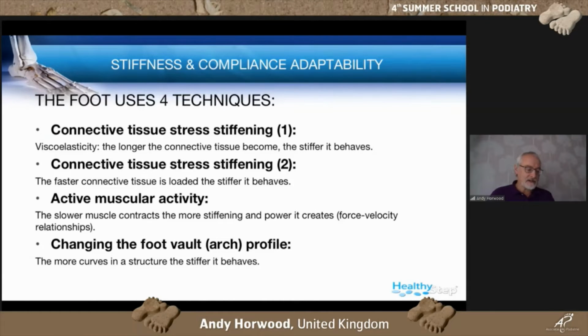Finally, changing the shape of the foot's vault, or more usually referred to as an arch, although it is a more vault-like structure than an arch. But by changing the shape of the arch, you will alter compliance and stiffness levels through curvature mechanics. Higher vault profiles, higher curvature within a material, increases the stiffness, whereas the lower profiles will tend to increase compliance.